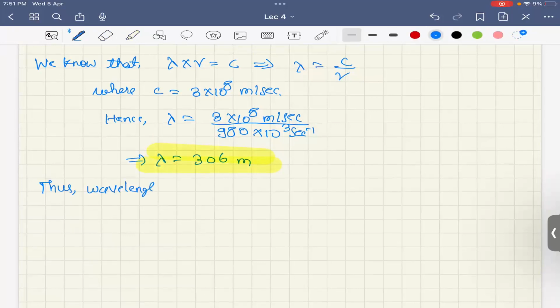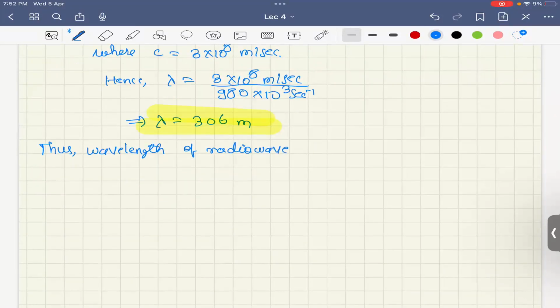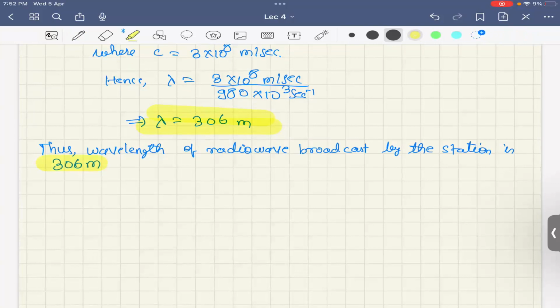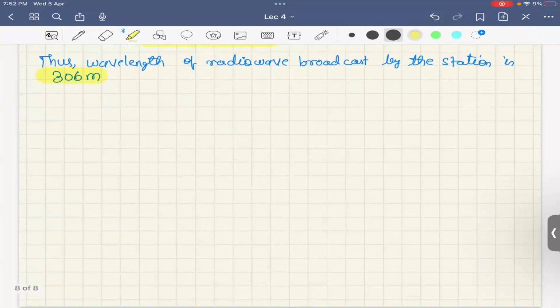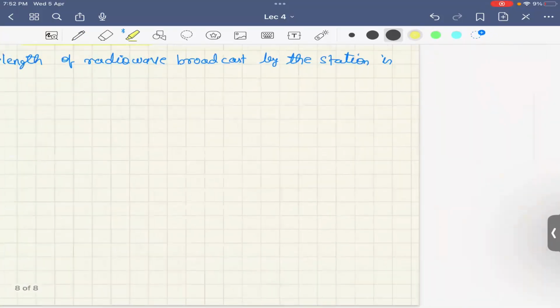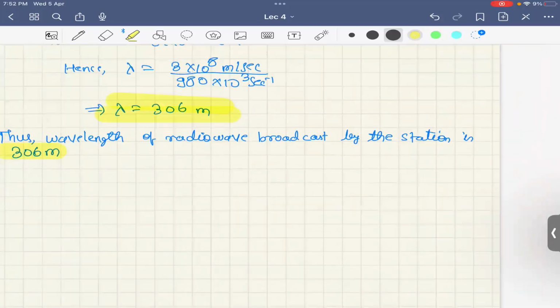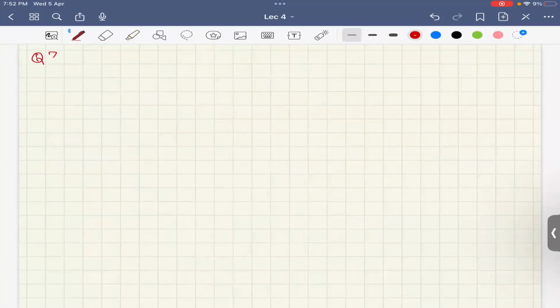Thus, the wavelength of the radio wave broadcast by the station is 306 meters, right? Okay, so let us move on to the next question, which is question 3.